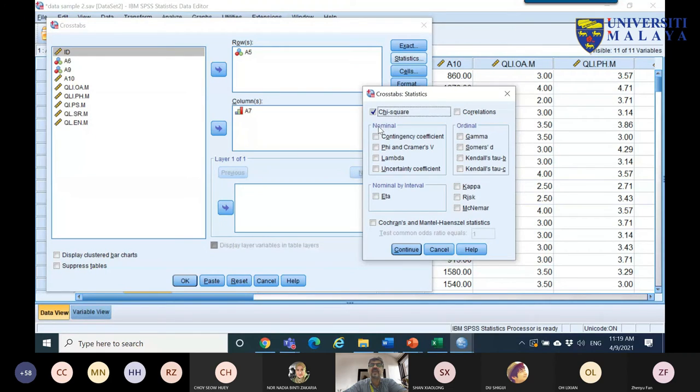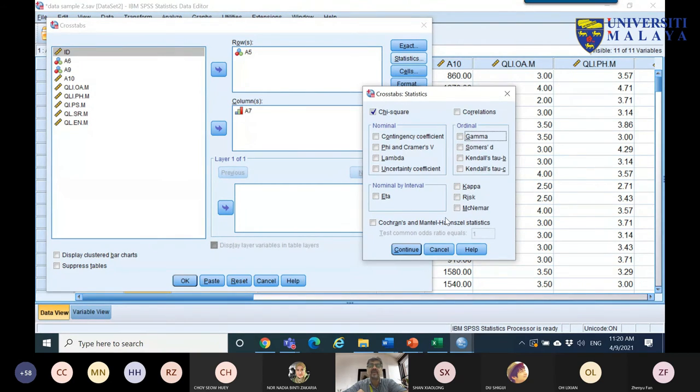Look at here. This is nominal. If both variables are nominal, you can use the contingency coefficient, phi or Cramer's V, lambda or uncertainty coefficient. All of them can be applied if two variables are nominal. If the two variables in the row and column are ordinal data, then you can use gamma, Somers', Kendall's, correct? And this correlation is Pearson correlation, and this chi-square is very general, no matter whether they are nominal or ordinal, you can use it. If it's a combination between nominal and ordinal, the eta is not any more common. It's nominal by interval. Of course, you can measure the Kappa, risk, and McNemar.